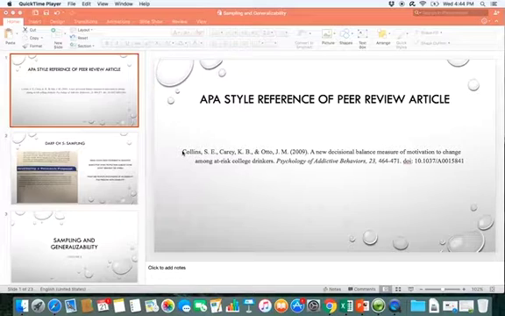So this is a standard peer review citation, a reference that you would find at the end of a paper with references. It follows by listing the authors in a particular order. Okay, first author is Collins, and second, Carey, and so on. Last names, followed by the initials, and then the last author before that gets an ampersand.